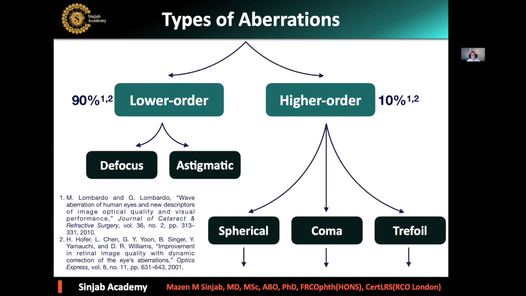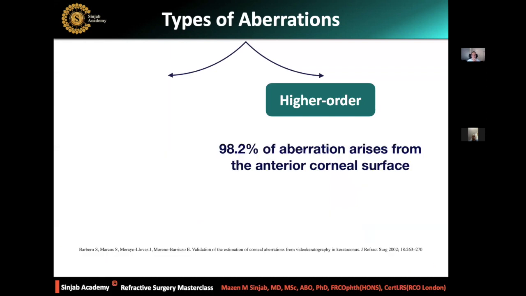There are two types of aberrations: the lower order aberrations, which are associated with myopia, hypermetropia, or astigmatism, and the higher order aberrations, which consist mainly of spherical, coma, and trefoil, and the other aberrations are derivatives of these three main categories. Great.